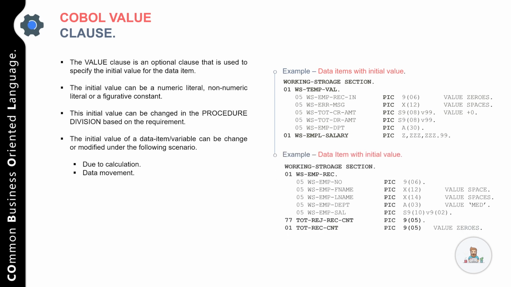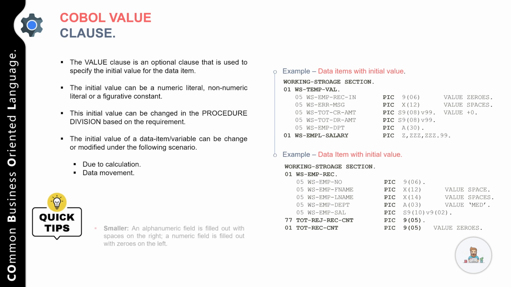So this is how you can use the VALUE clause to assign an initial value to the variables that you define. In our next example, we have a group variable, that is WS-EMP-REC, and there are elementary items defined under that particular group item. If you notice, first name and last name we have defined as X of 12 and X of 14, and we have assigned an initial value of space and spaces. After that, we have the employee department variable, which is defined as alphabetic, and the length is 3. We have assigned an initial value of MED, so that means it's a medical department. Whenever you run your program, this particular variable will have the initial value MED, and you can very well change that as per your requirement in your COBOL program.